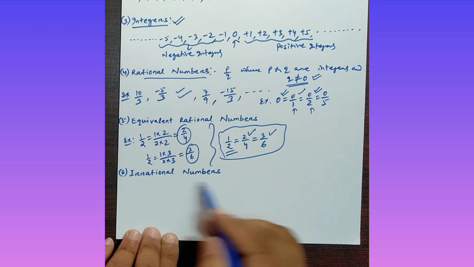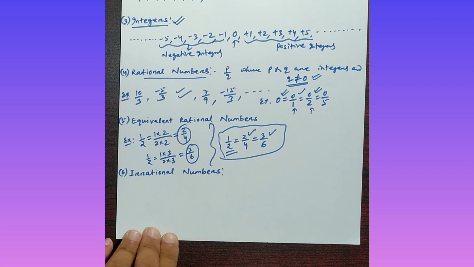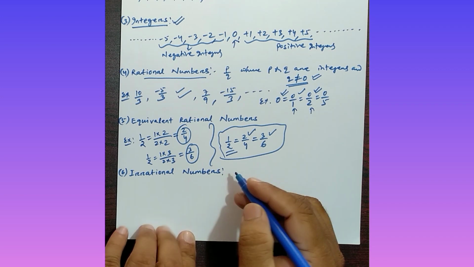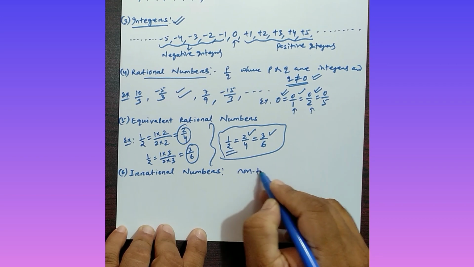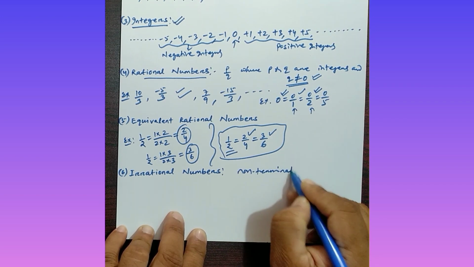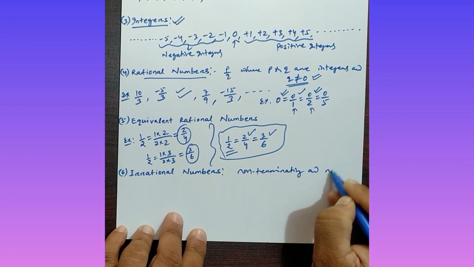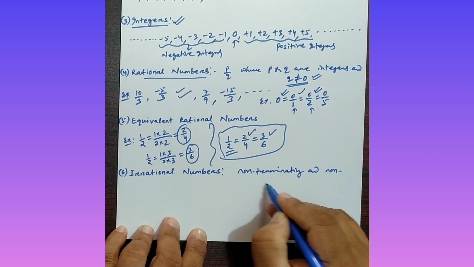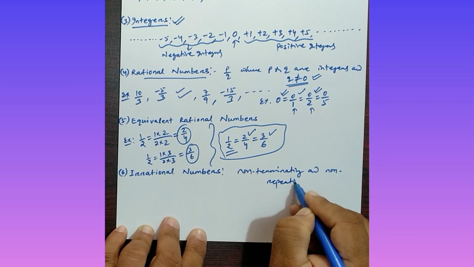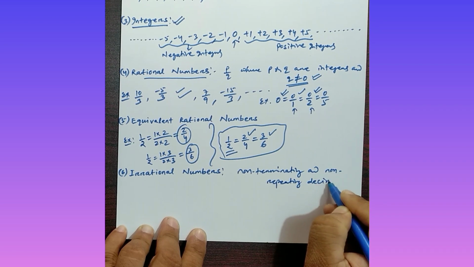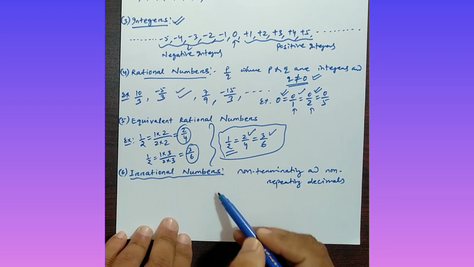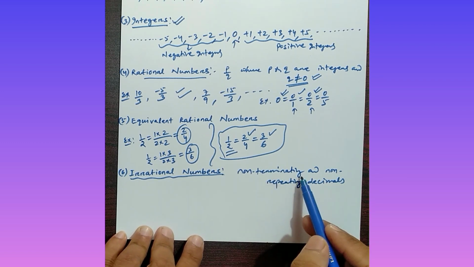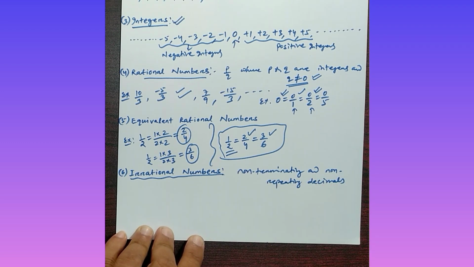That is irrational numbers. Very interesting. What is the meaning of irrational numbers? The number which can be expressed in the form of non-terminating, again I am repeating, non-terminating and non-repeating decimal numbers. Fine. So that means a number which can be expressed in the form of non-terminating and non-repeating decimals.